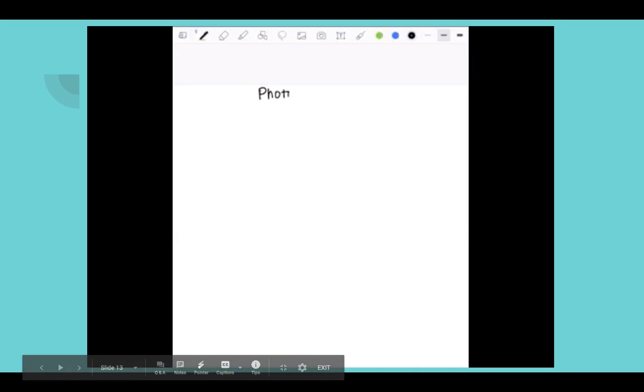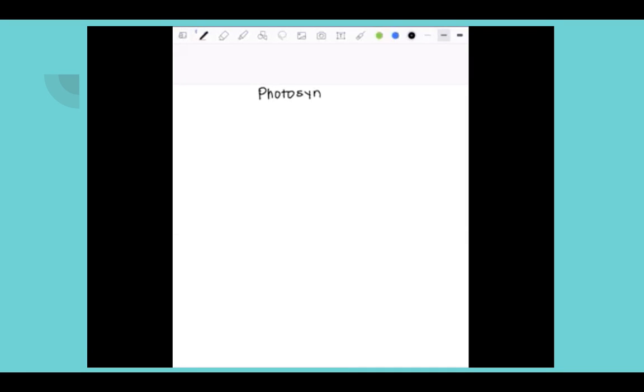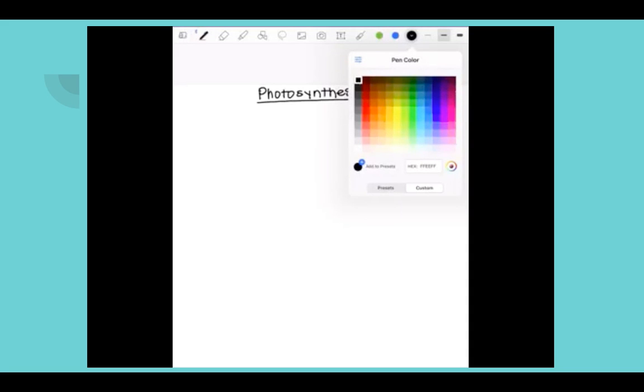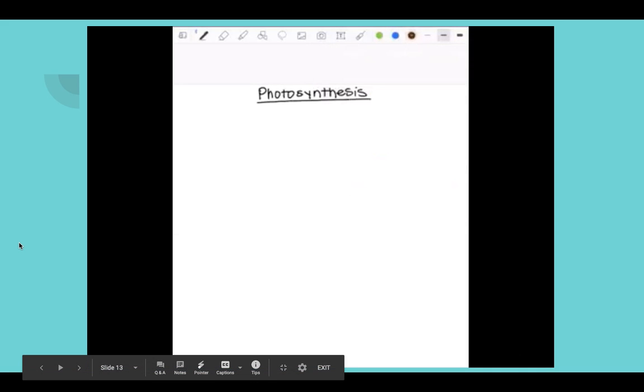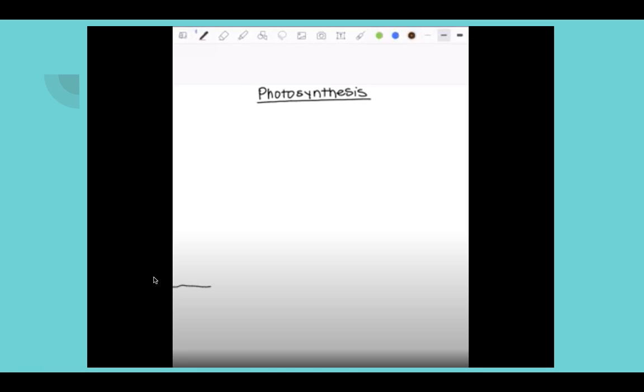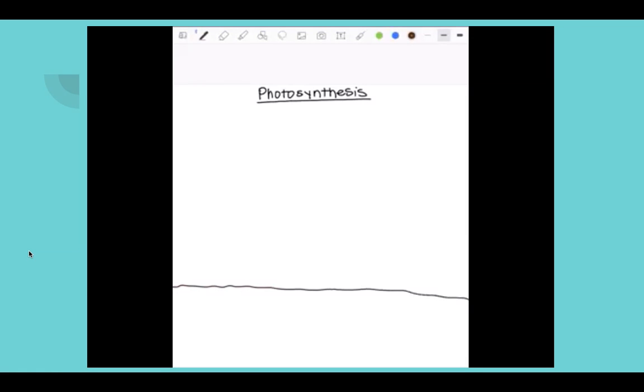If you could go ahead and title your paper Photosynthesis. We're going to get started drawing the main components of our diagram. We're going to draw a line across that's going to represent our soil. And then out of our soil, we're going to have this tree growing. So our tree is going to represent our plant for this diagram.